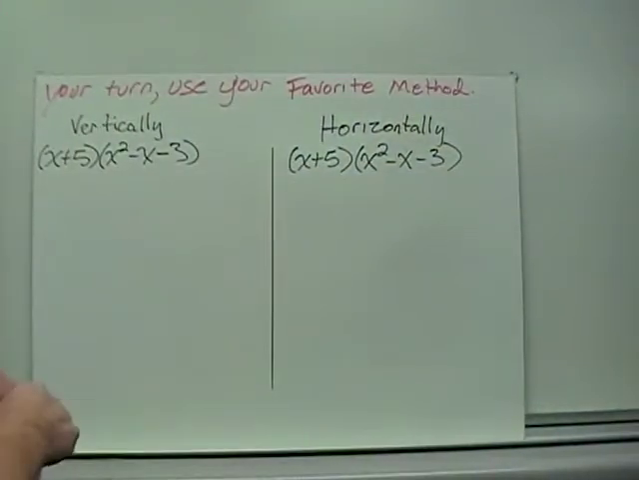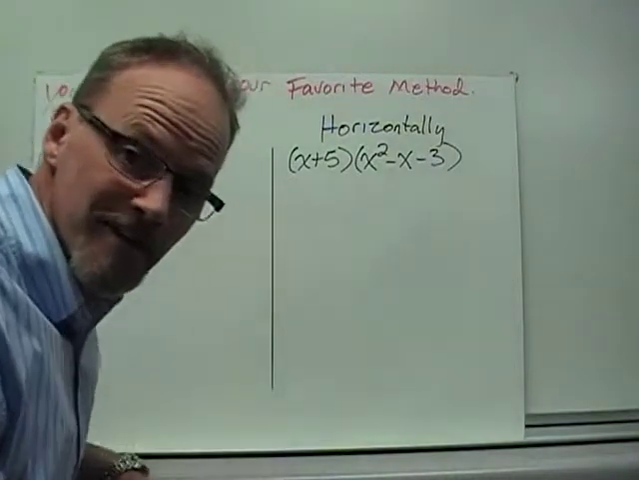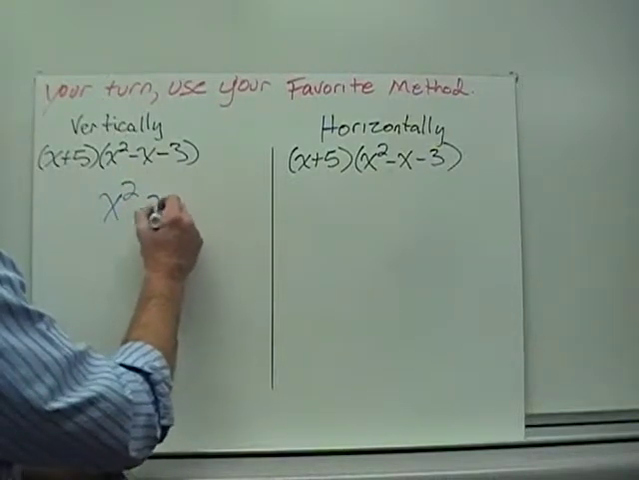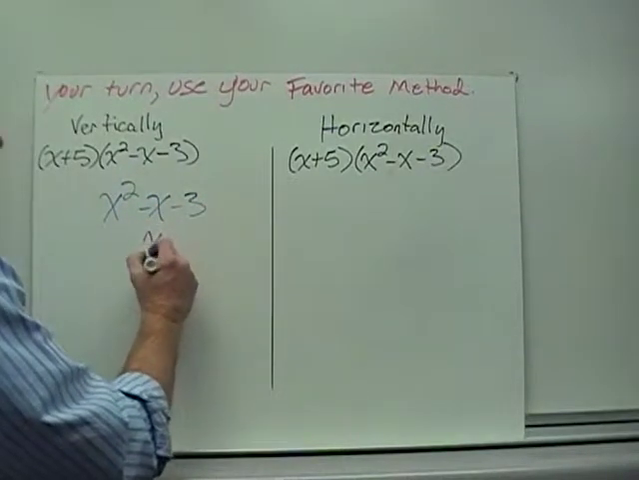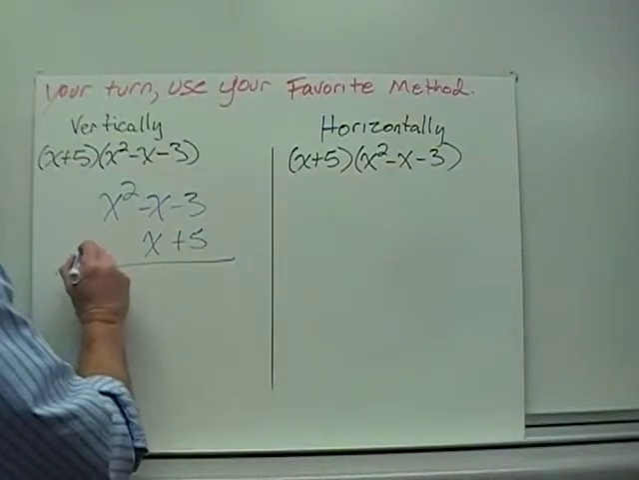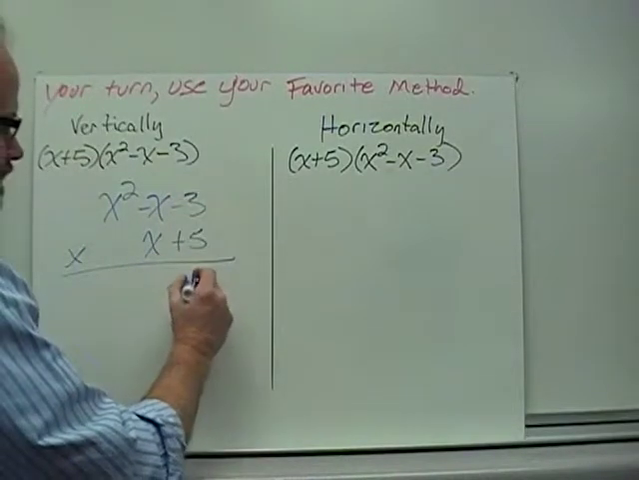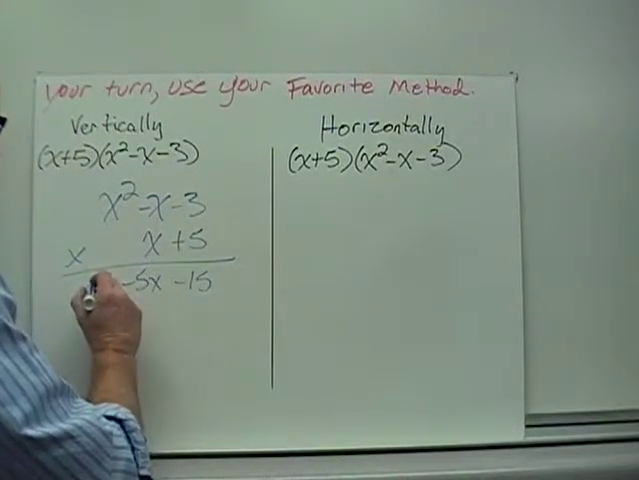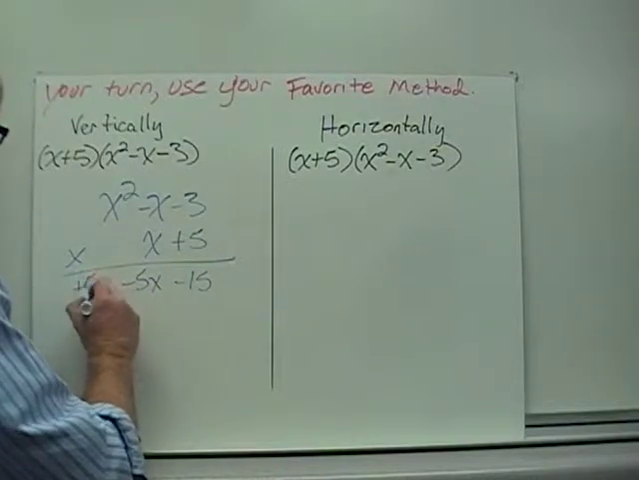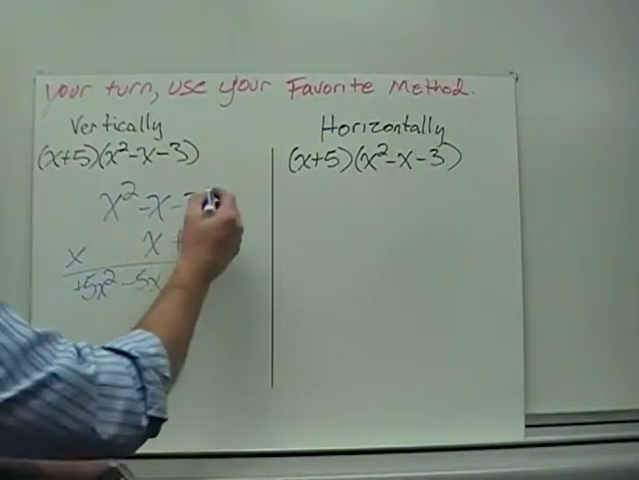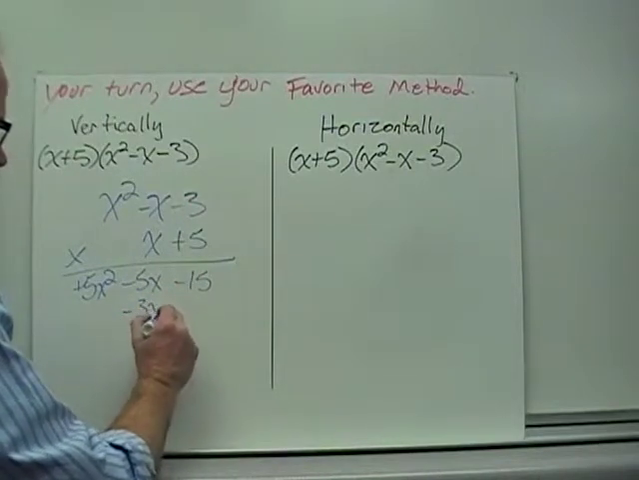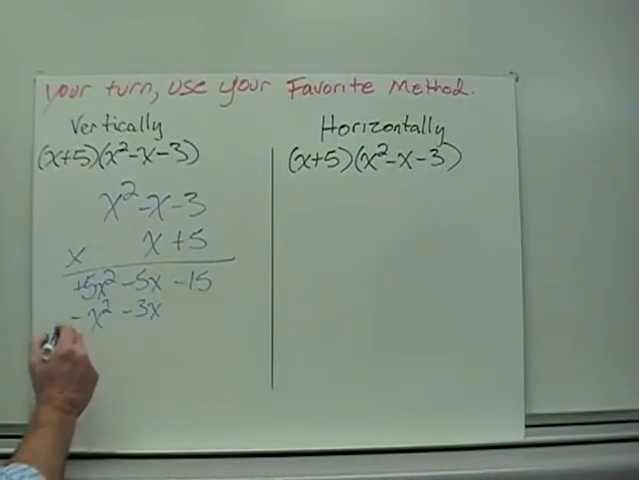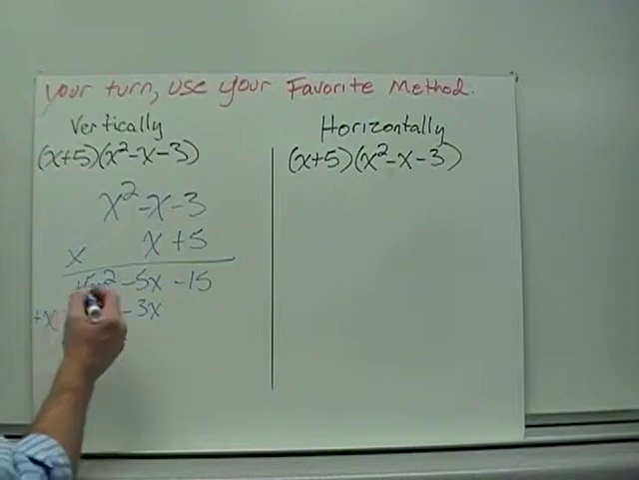Okay, vertically, kind of my favorite, I think. Vertically, we're just going to take x squared minus x minus 3. Put the x right there and a positive 5 there. Multiply them out. That's a negative 15. That's a negative 5x. And over here is a positive 5x squared. Then take the x's, that's a negative 3x, negative x squared, and then a positive 3.